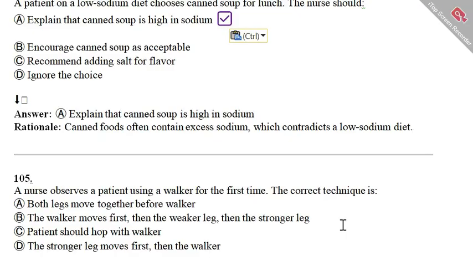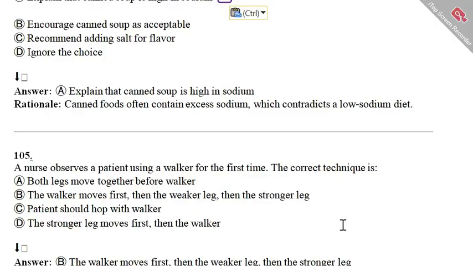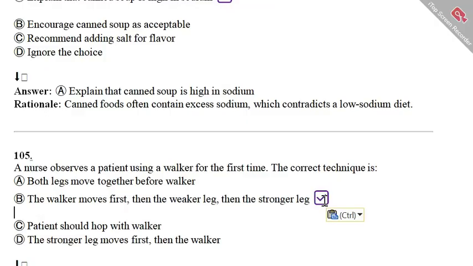Question number 105. A nurse observes a patient using a walker for the first time. The correct technique is... the correct option is option B. The walker moves first, then the weaker leg, then the stronger leg.